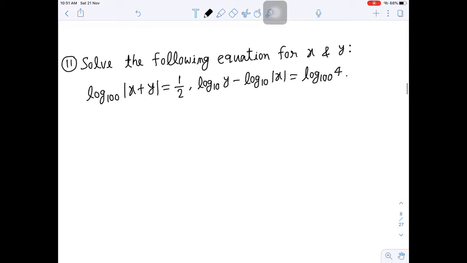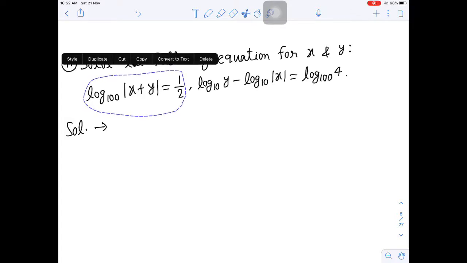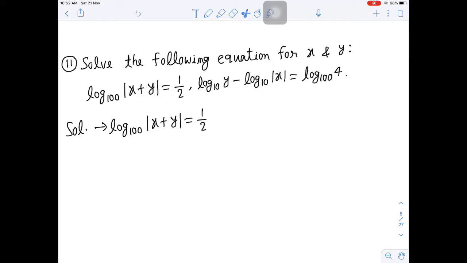Okay, then question number 12. Solve the following equation for x and y. So you have log of absolute value of x plus y base 100 equal to 1 by 2. Then log y base 10 minus log absolute value of x base 10 equal to log 4 base 100. Okay, so if you remove the log, you will get absolute value of x plus y equal to 100 raised to power 1 by 2. Power 1 by 2 means square root. So square root of 100 is nothing but 10.